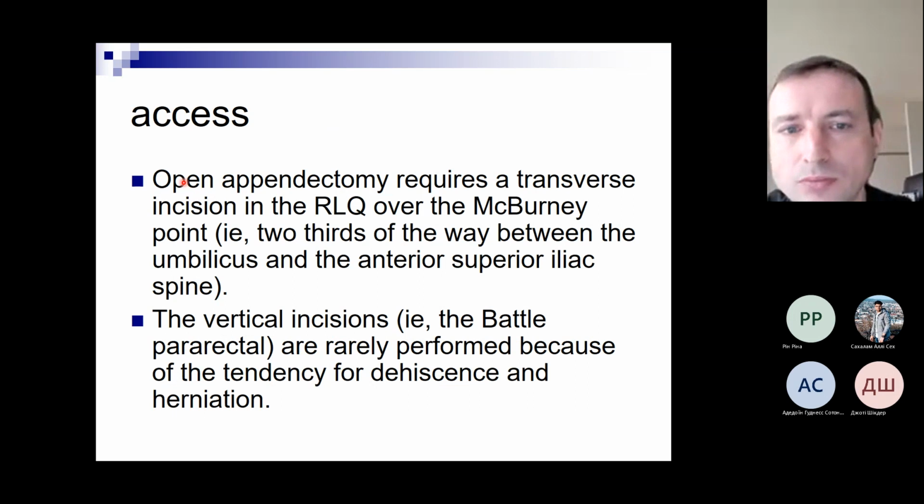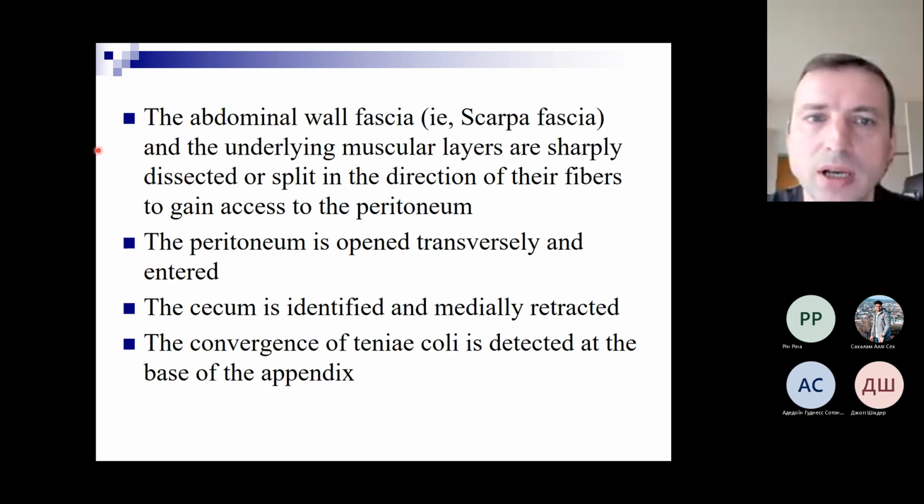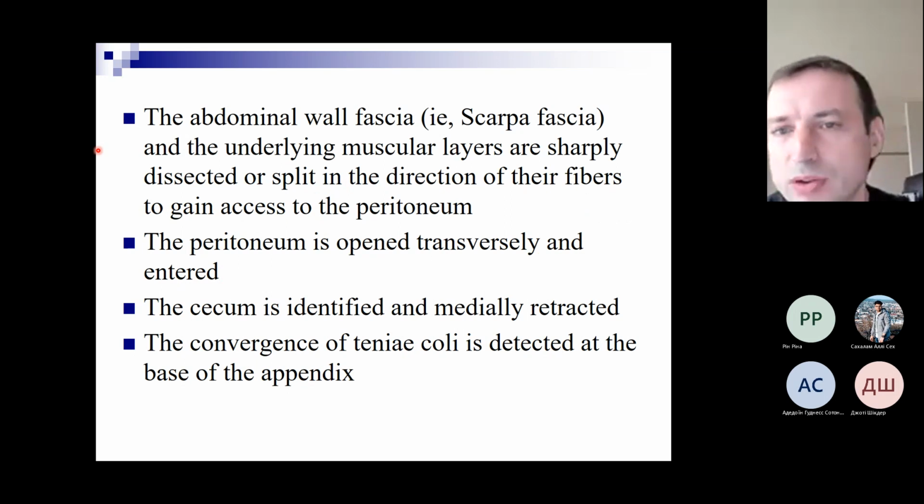Access. Open appendectomy requires a transverse incision in the right lower quadrant over McBurney's point, which is two thirds of the way between the umbilicus and the anterior superior iliac spine. The vertical incision, or pararectal, is rarely performed because of the tendency for dehiscence and herniation. The abdominal wall fascia and the underlying muscular layers are sharply dissected or split in the direction of their fibers to gain access to the peritoneum.